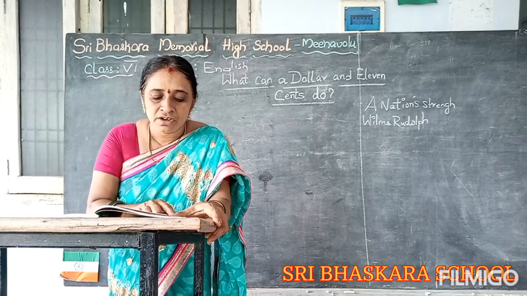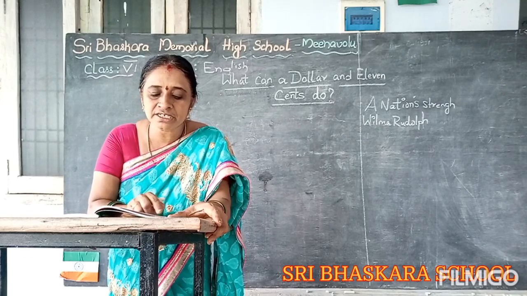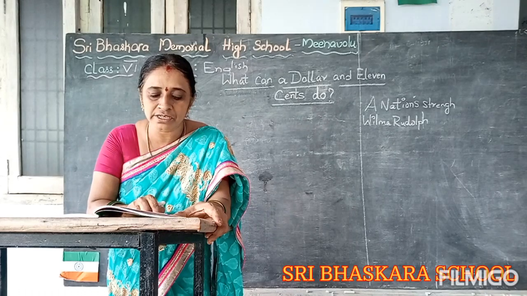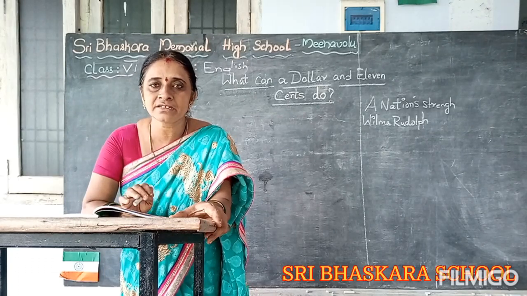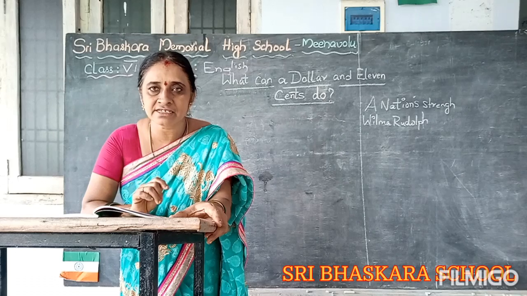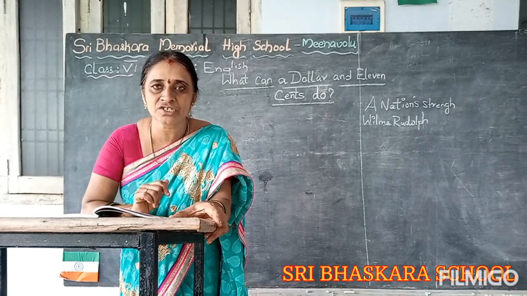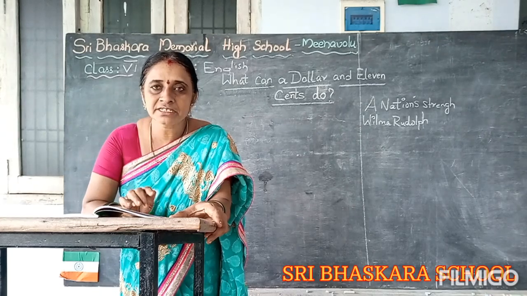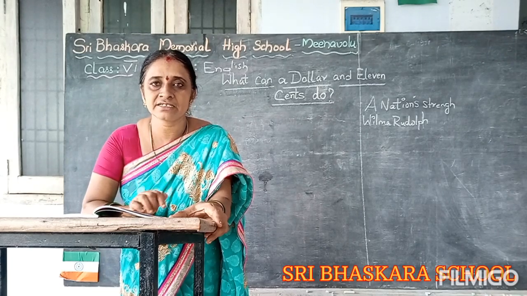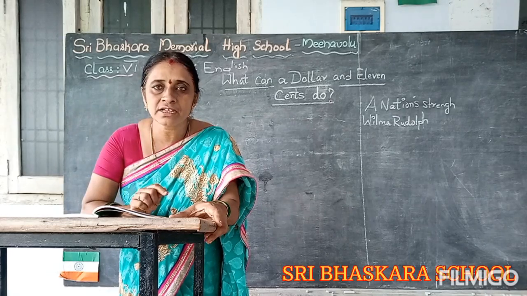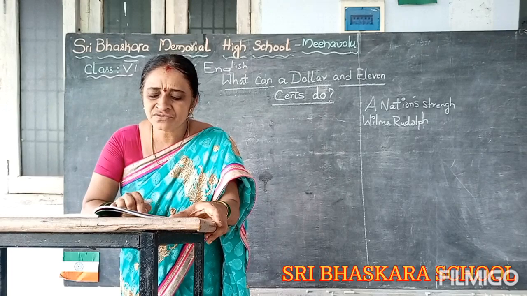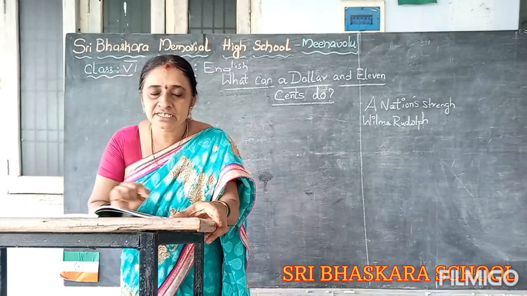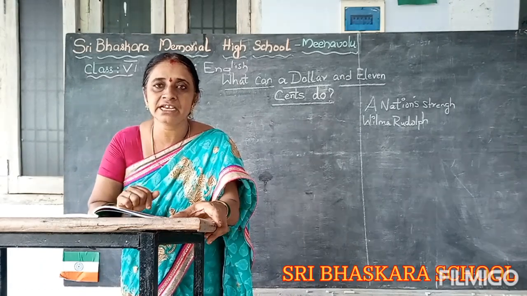Next paragraph. Children, you observe quotations are there for some sentences. "What do you want?" asked the chemist. Do you know who a chemist is? A chemist is a person who gives us medicines, who works in the medical shop. He knows all about the medicines. "What do you want?" he asked. "It's for my little brother," Tess answered.